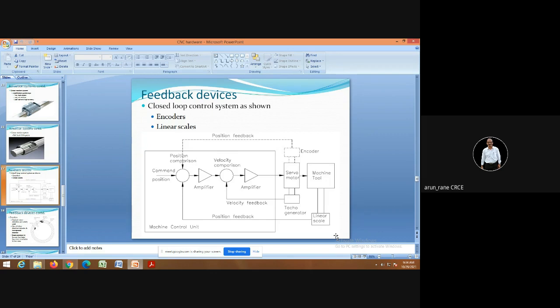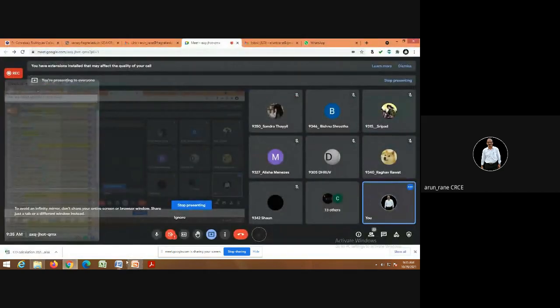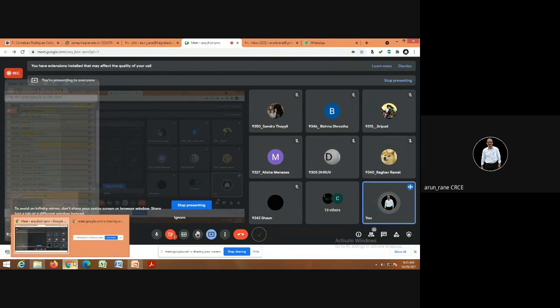So from a maintenance point of view, linear scales are not preferred. Linear glass scales are not used. But from an operation point of view, linear scales were better. So either a linear scale or an encoder is used for position feedback, whereas the tacho generator is used for velocity feedback.